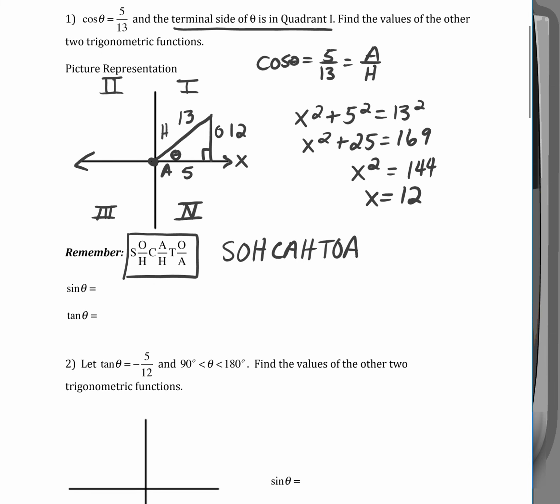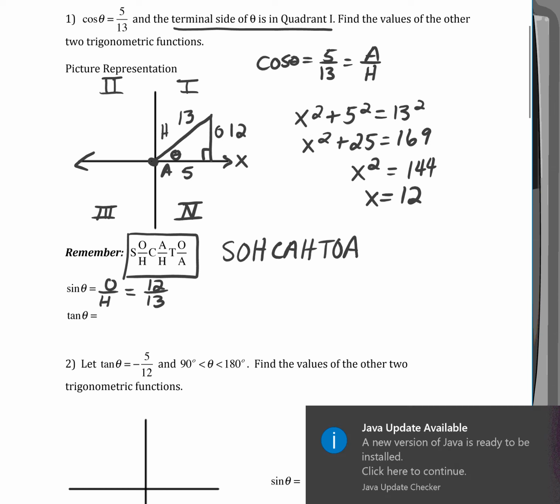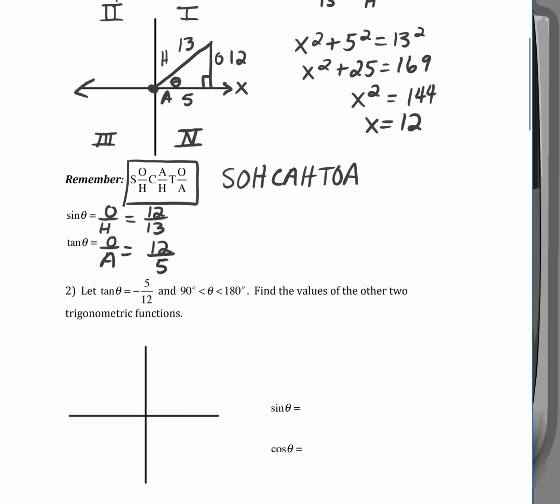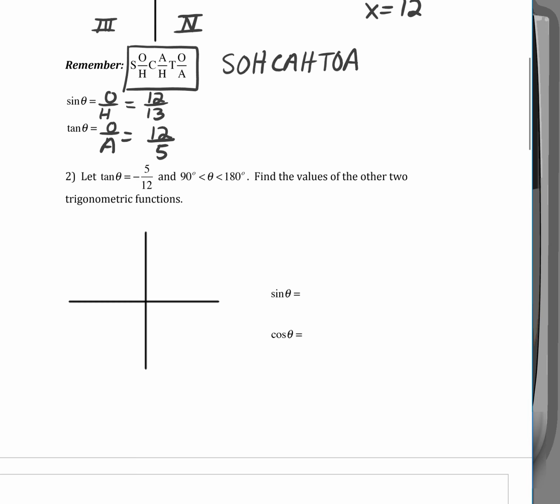So for sine, we're doing opposite over hypotenuse, which will be 12 over 13. And for tangent, we are going to be doing opposite over adjacent, which will be 12 over 5. So anything in the first quadrant, everything will be positive. Now we're going to look at what happens when we move into our other quadrants.